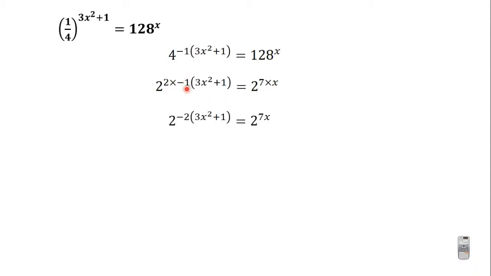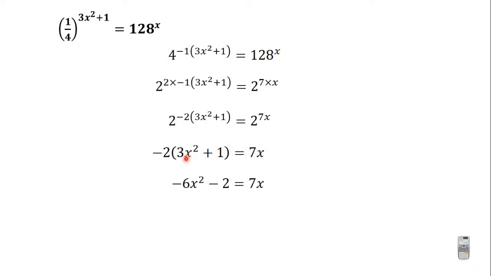2 times minus 1 will give us minus 2. So you have 2 exponent minus 2 into bracket 3x squared plus 1 is equal to 2 exponent 7x, because 7 times x will give us 7x. Now we have the term on the left hand side having a base of 2. We have the term on the right hand side having the base of 2. So we can equate the exponents.